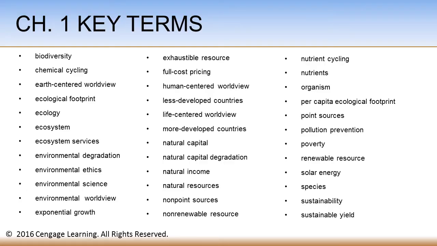This is a list of key terms found in Chapter 1. Many of these terms you will see again in subsequent chapters, which does emphasize the importance of these concepts throughout the course. Some of those terms would include sustainability, sustainable yield, ecological footprint, per capita ecological footprint, environmental degradation, and having an understanding of the difference between less developed countries and more developed countries, and finally the concept of full cost pricing.